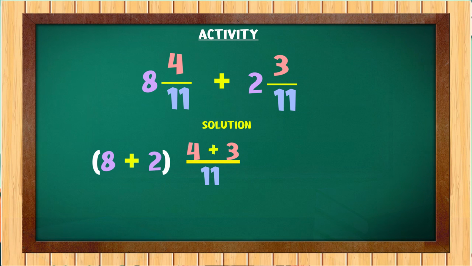Next step, we add our whole numbers. 8 plus 2 will give us a total of 10. We add the other part. 4 plus 3 will give us a total of 7. So our answer is 10 and 7/11.